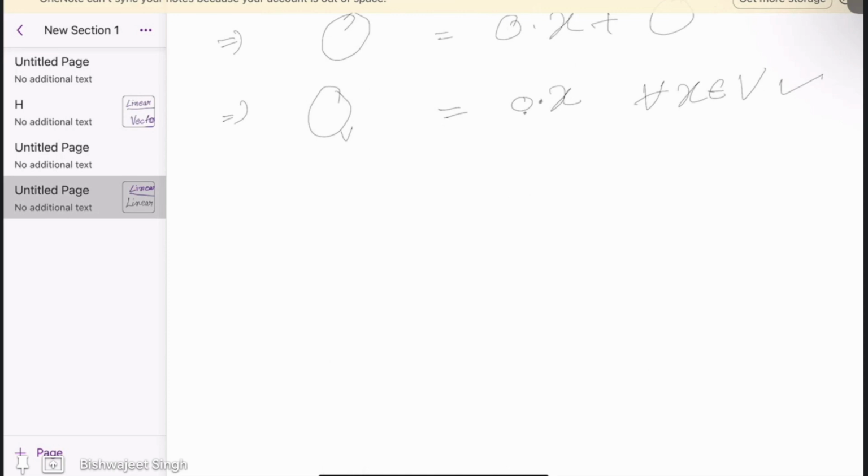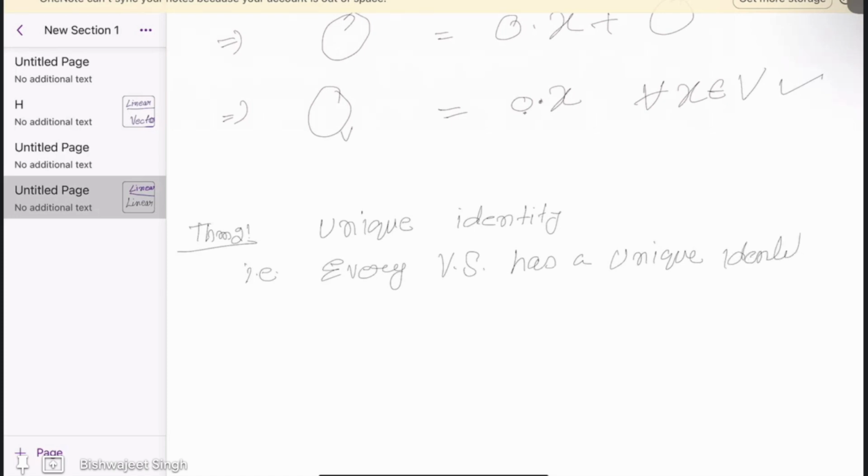The second theorem says uniqueness of identity. That is, every vector space has a unique identity. To prove it, we can assume that, let's say, the vector space V has two identity elements.